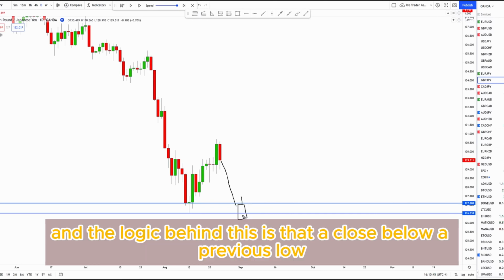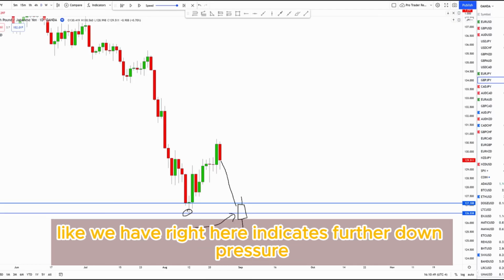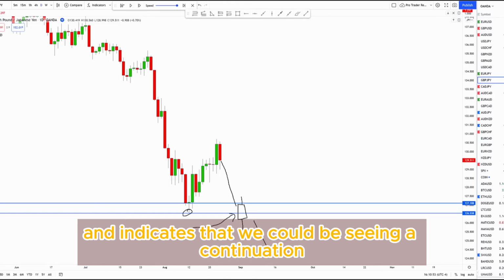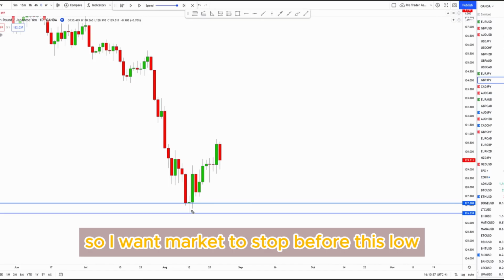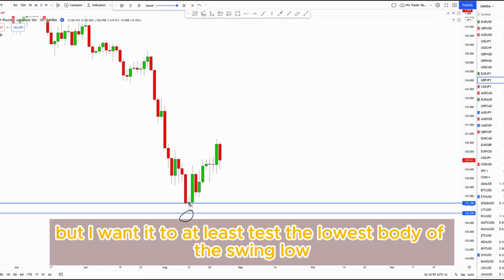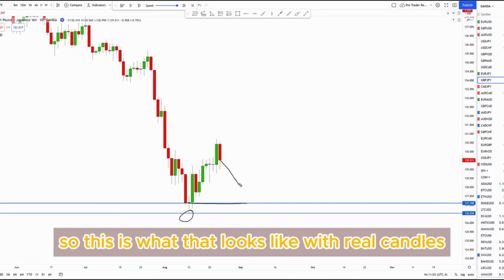And the logic behind this is that a close below a previous low, like we have right here, indicates further down pressure and indicates that we could be seeing a continuation of this downtrend that we have. So I want market to stop before this low, but I want it to at least test the lowest body of this swing low. So this is what that looks like with real candles.